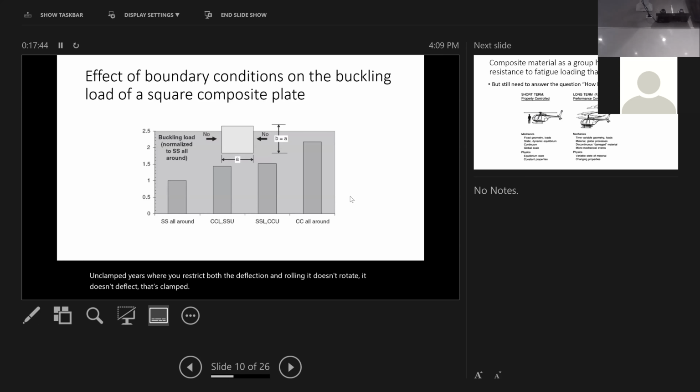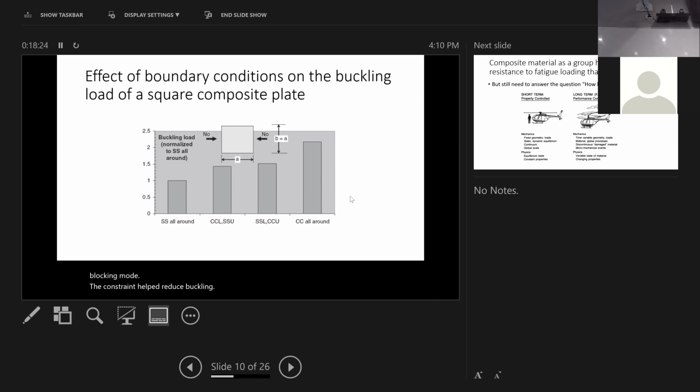So the loosest boundary condition is SS all the way around the plate. That will be the least amount of constraint, and in that case your buckling threshold is lowest. You give it more freedom, it tends to buckle at lower load. If you take a plate and clamp all four edges, rigidly clamped, then you're in the case all the way to the right. In that case, you have the highest buckling load. The constraint helps reduce buckling.